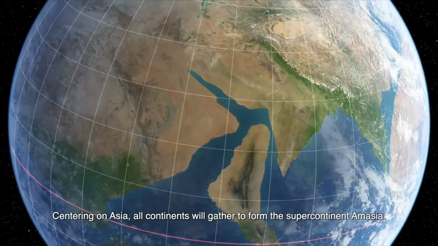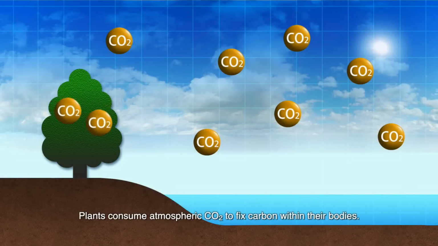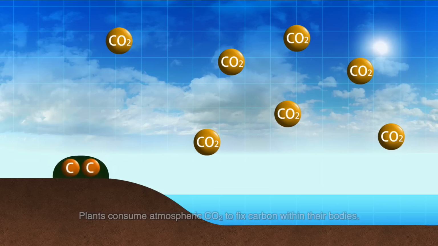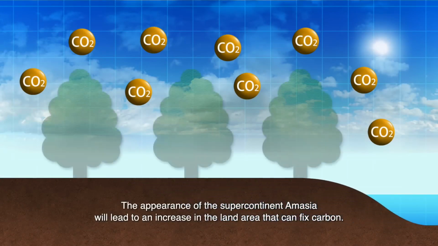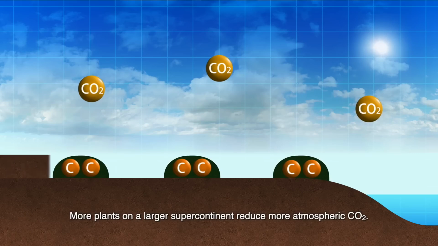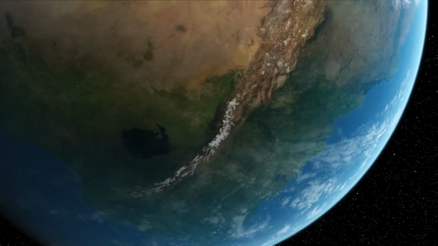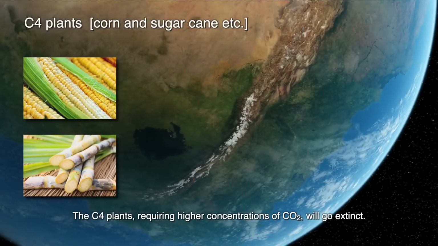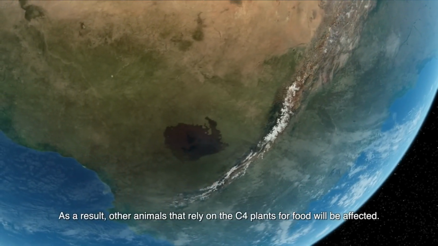Centering on Asia, all continents will gather to form the supercontinent Eurasia. Plants consume atmospheric CO2 to fix carbon in their bodies. Dead plants made of fixed carbon are covered by sediment. This process plays a role in reducing atmospheric CO2. The appearance of the supercontinent Eurasia will lead to an increase in the land area that can fix carbon. More plants on a larger supercontinent reduce more atmospheric CO2. The amount of CO2 will decrease to 1/10 of the present level. The C4 plants, requiring higher concentrations of CO2, will go extinct. As a result, other animals that rely on the C4 plants for food will be affected.